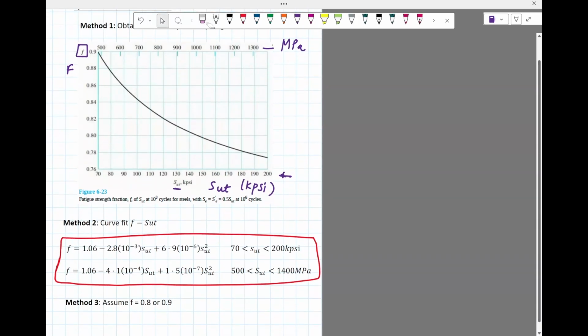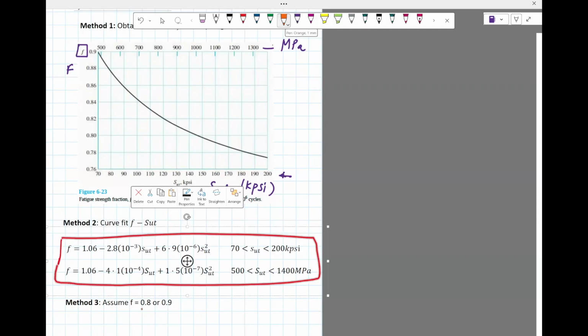A third way of doing this: if you're not given the plot, or you don't want to use this fit, and you think it's okay to approximate, then you approximate F as 0.8 or 0.9. In fact, if you look at this curve, it starts at 0.9 and goes down to 0.76 or 0.77. So you could just assume it to be between 0.8 and 0.9. Maybe you could do the calculations with 0.9, then with 0.8, and then depending on your conditions, find the minimum of the two for strength and use that. That is being very conservative, and that's perfectly fine.